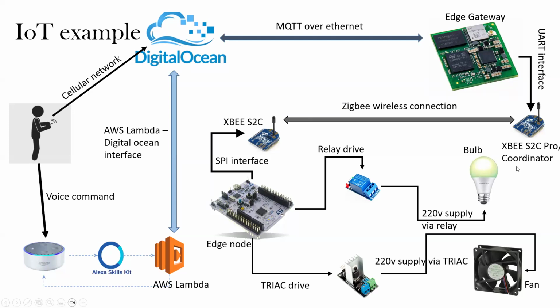From there, via this coordinator, it's reaching out to the edge node, and then based on the condition, like what device you asked to control, either this bulb or this fan, it takes that decision and controls it, and then it sends the acknowledgement back that it has done, and this acknowledgement travels back again to the user that the operation has been performed.